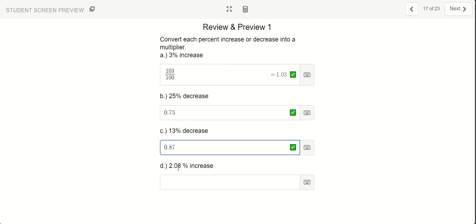And finally, a 2.08% increase, that's 100% plus 2.08%. So that as a decimal, if I divide by 100, it would be 1.0208, right?